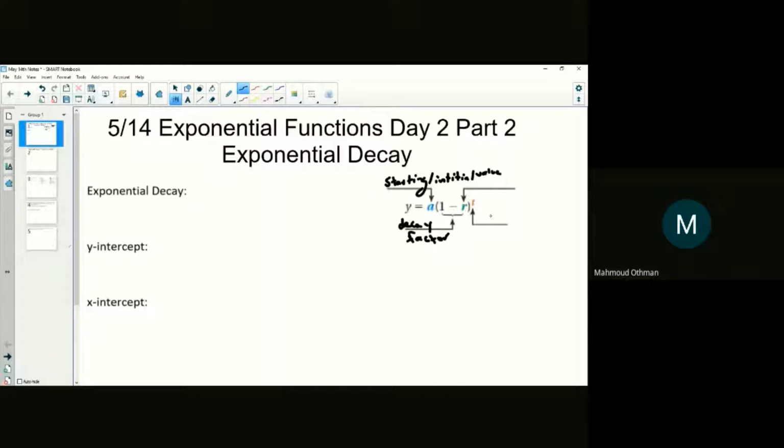T is going to be the period, and time. T is the time period. And r right there is going to be your rate of decay.